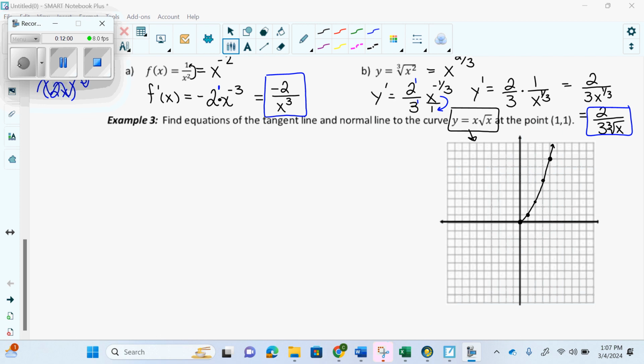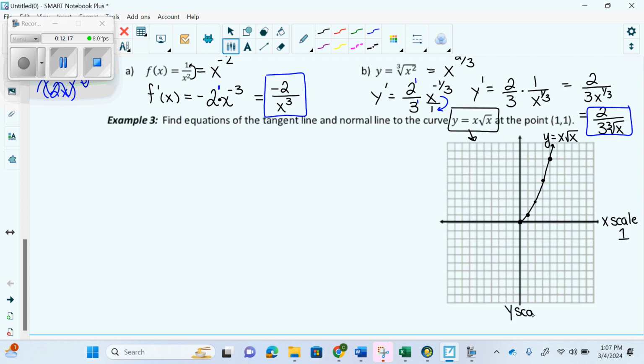And because there's going to be a lot on here, I want to label that as y equals x root x. The other thing, if you're doing proper graphs, is you're going to put x scale of 1 and y scale of 1, so that the person who's marking this knows that every tick on your graph is 1.